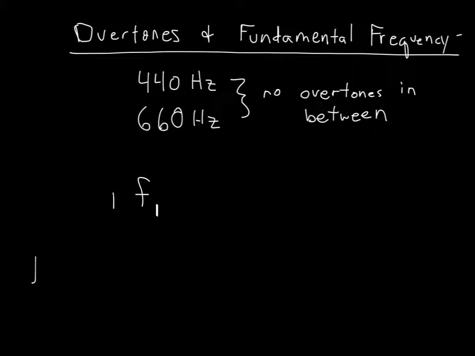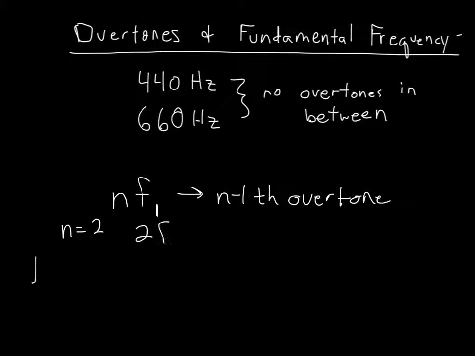So we can call it n times f sub 1 would give me the n minus 1th overtone. So what does that mean? That means if I plug in n is equal to 2, so I do twice the fundamental frequency, that's actually going to be the 2 minus 1th overtone. 2 minus 1 is equal to 1, so that's the first overtone. It's the first tone above the fundamental frequency that gives you a resonance.